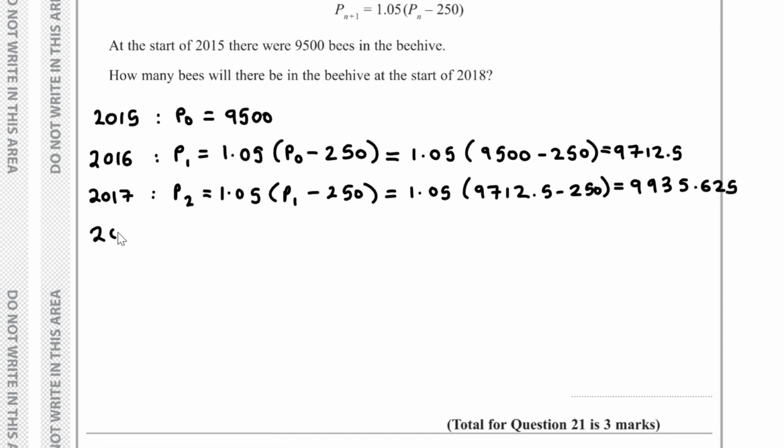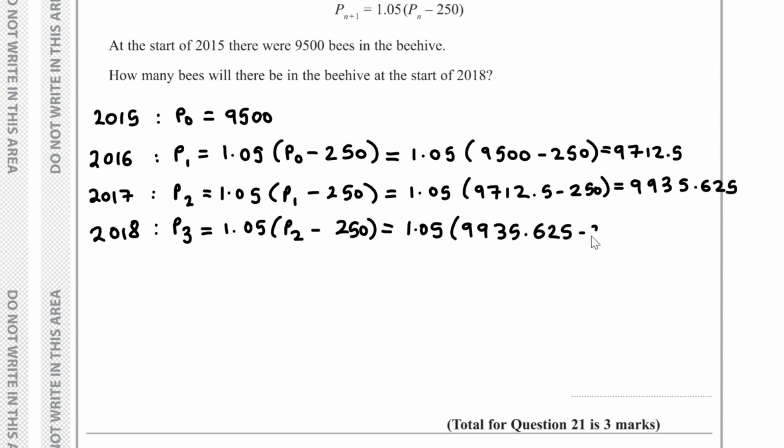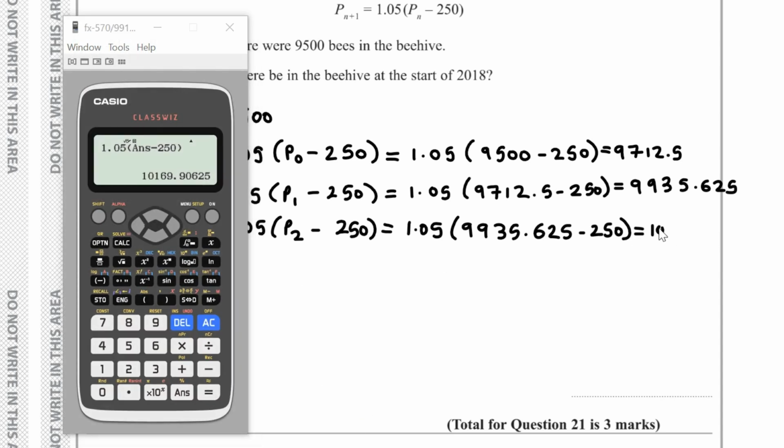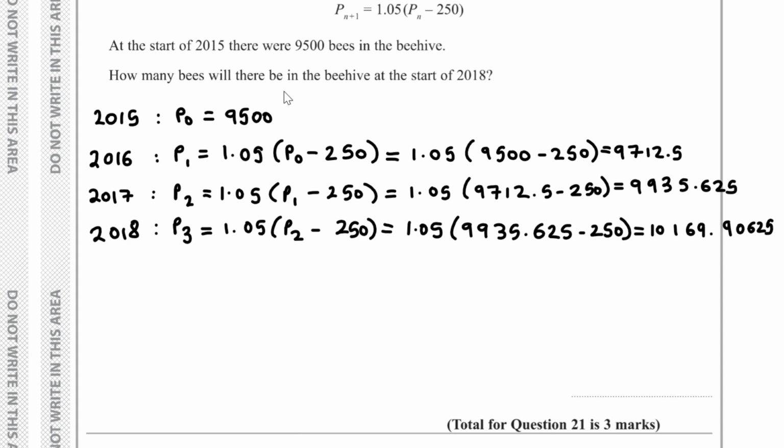And for 2018, that corresponds to P3. So here we've got 1.05 lots of P2 minus 250, which is 1.05 lots of 9935.625 minus 250. If I work this out, we get 10169.90625. So therefore the number of bees, we need a whole number, so we can round down to 10169.